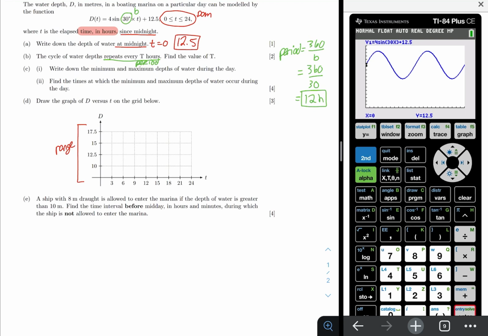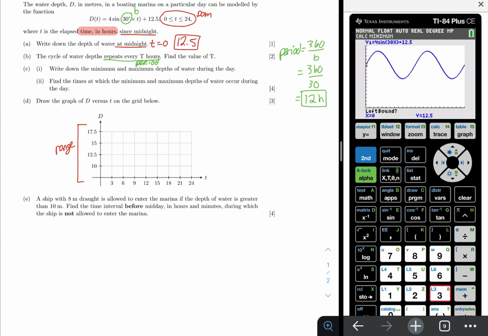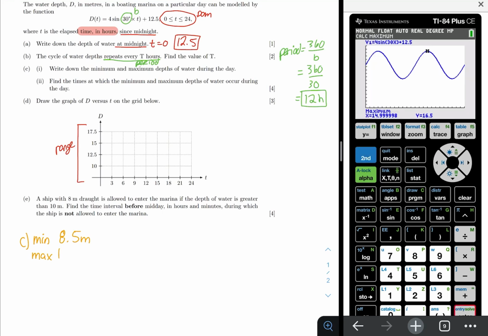Now for part C, write down the minimum and maximum depth of water during the day. We can use our calculator and see what is the minimum. So second trace, minimum, I go towards the left bound, so I choose a left part of the minimum. Any minimum is absolutely fine. Then to the right, and then I guess. And I get that the minimum is 8.5 meters. And then I'm going to repeat the same process, but this time for my maximum. And I get that the maximum is 16.5 meters.